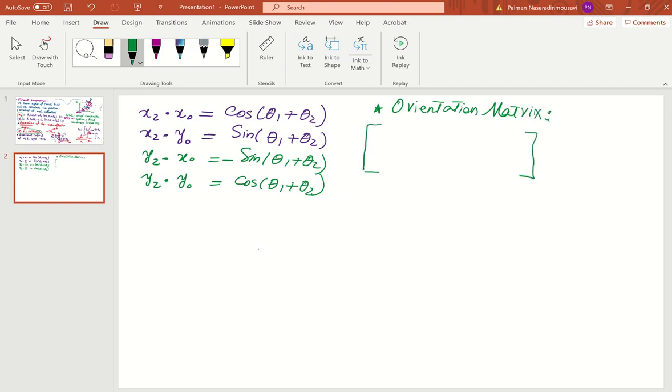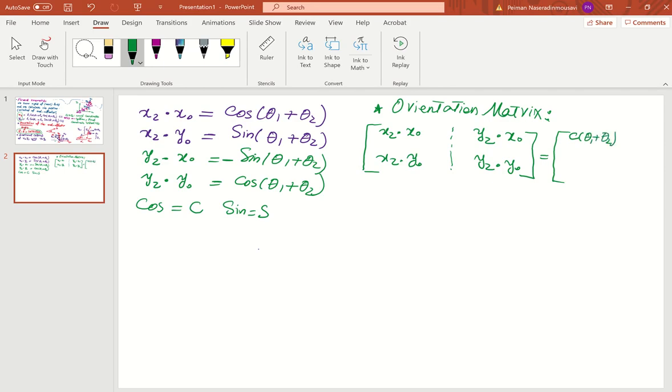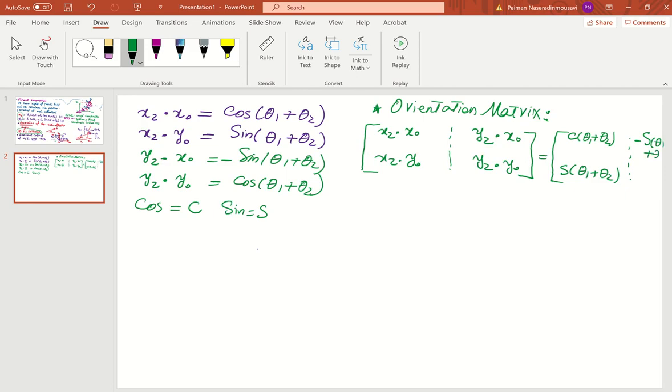So this is how we write. This is conventional robotics. We say x2 dot x0, x2 projection over y0, y2 projection on x0, and the y2 projection on y0. So because we have it from here, after this, in this course, I'm showing cosine with C and sine with S for simplicity. Okay, only for simplicity. So you're going to have cosine of theta 1 plus theta 2 and sine of theta 1 plus theta 2 and minus sine of theta 1 plus theta 2 and the cosine of theta 1 plus theta 2.